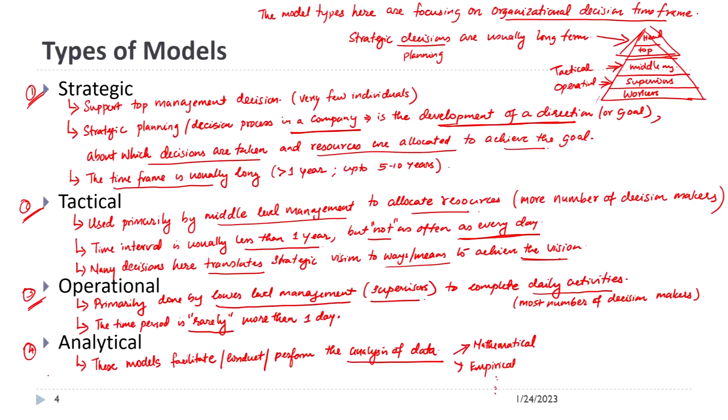Operational models are the ones that take care of the operational day to day activities and decisions, mostly done by lower level management. And then the analytical model is the one that uses the data and performs the analysis as part of it. Hopefully this makes sense. There are so many more classifications, but for the purpose of this course, these are the ones we will typically focus on.